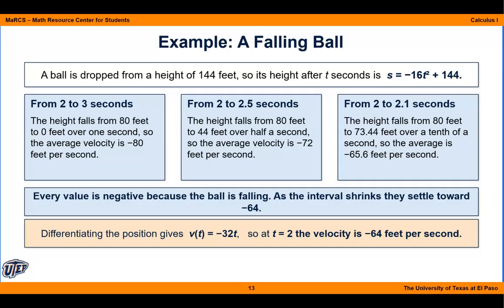Differentiating the position gives v of t is equal to negative 32t. Therefore, v of 2 is equal to negative 64 feet per second, confirming the value approached by the secant slopes. The negative sign indicates the ball is moving downward.